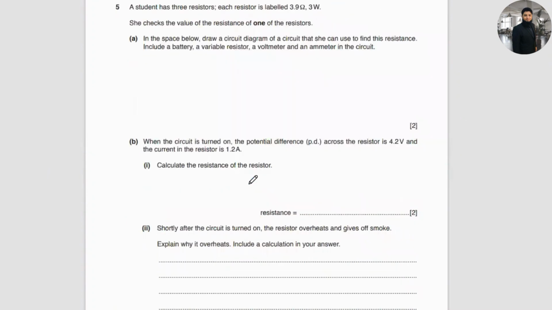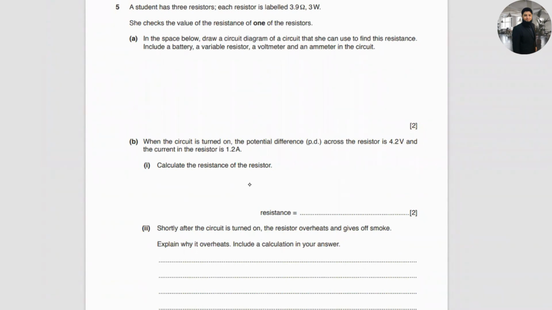Okay, G. A student has 3 resistors. Each resistor is labeled 3.9 ohms, 3 watt. He checks the value of the resistance of one of the resistors. In the space below, draw a circuit diagram of a circuit that she can use to find this resistance, including a battery, a variable resistor, a voltmeter, and ammeter in the circuit.